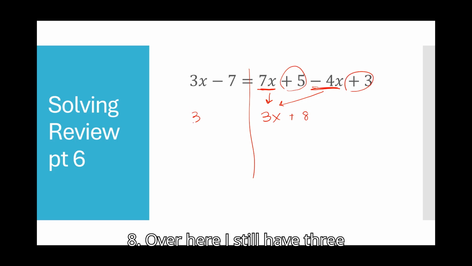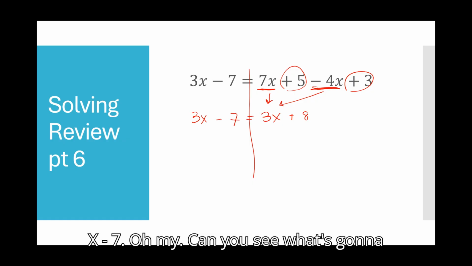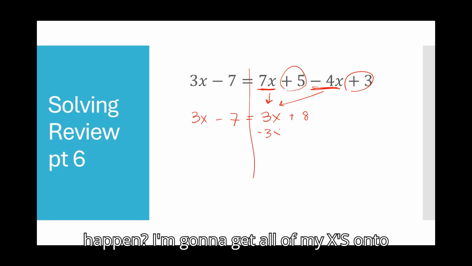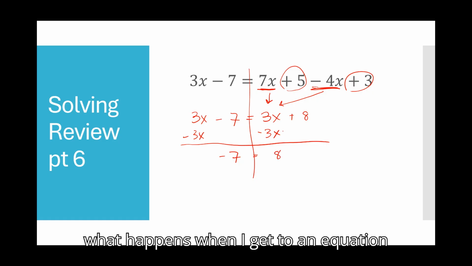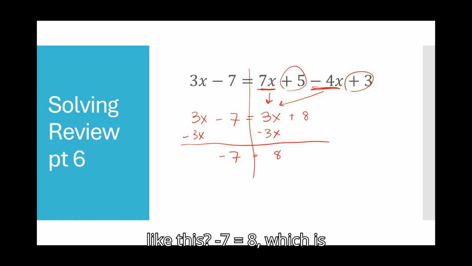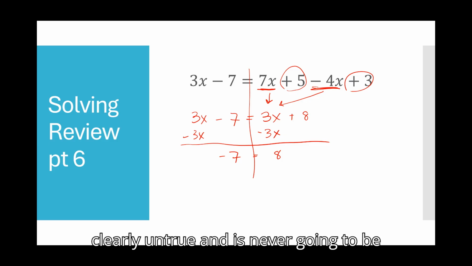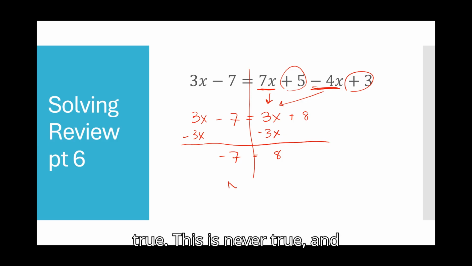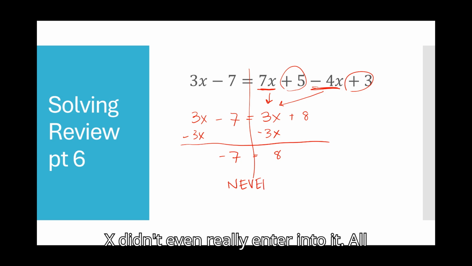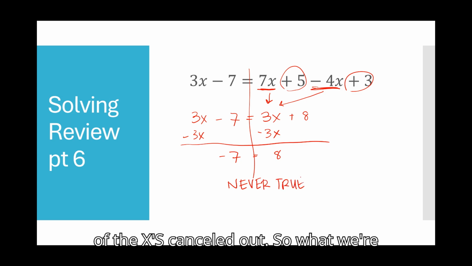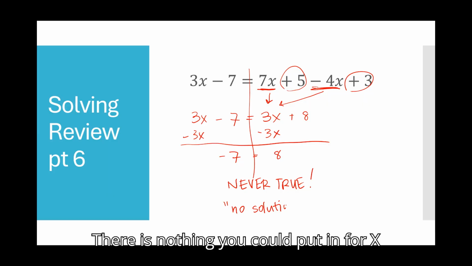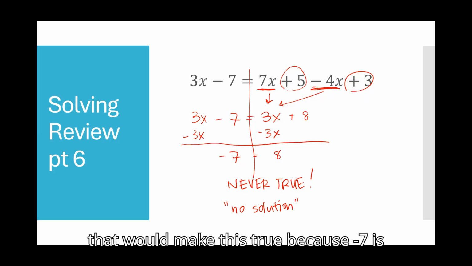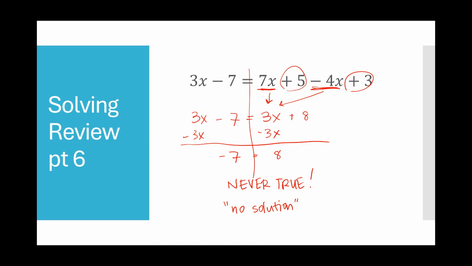Over here, I still have 3x minus 7. Oh my, can you see what's going to happen? I'm going to get all of my x's onto the same side, but oh my gosh, no, I'm not. They're all disappearing. Okay, what happens when I get to an equation like this? Negative 7 equals 8, which is clearly untrue and is never going to be true. This is never true, and x didn't even really enter into it. All of the x's canceled out. So what we're going to say is no solution. There is nothing you could put in for x that would make this true because negative 7 is never equal to 8.